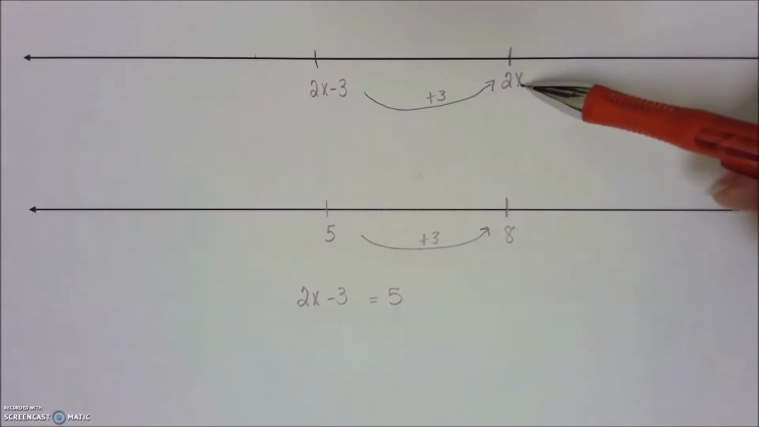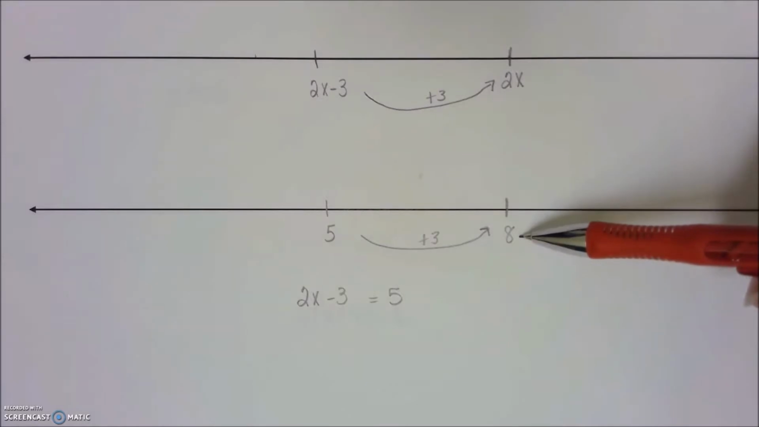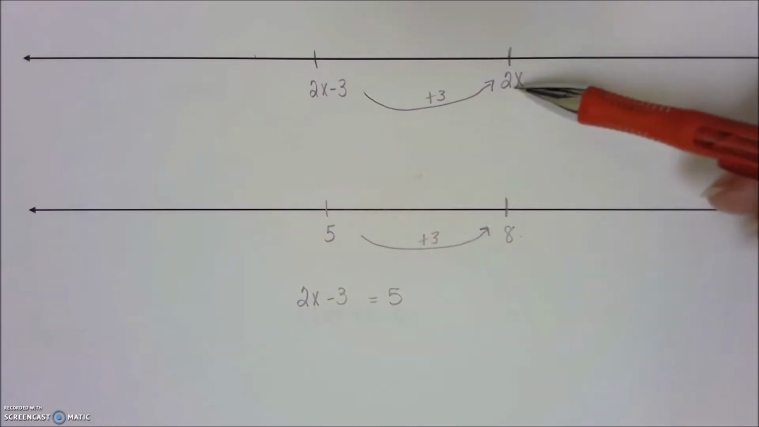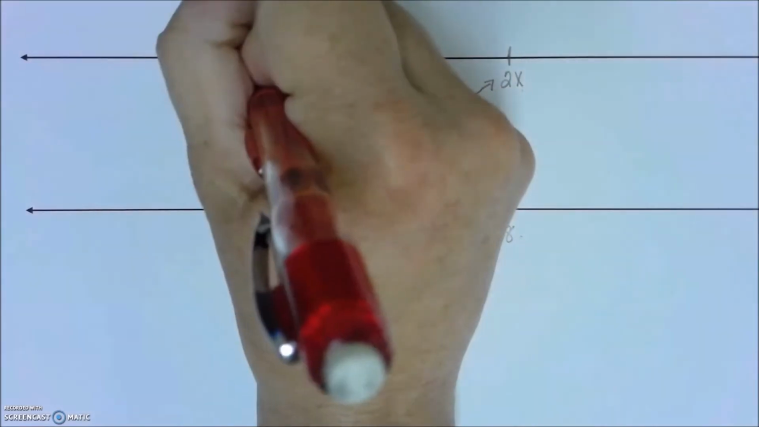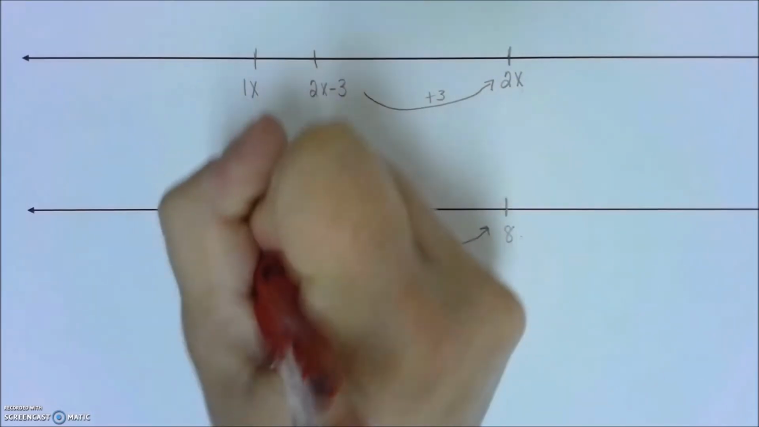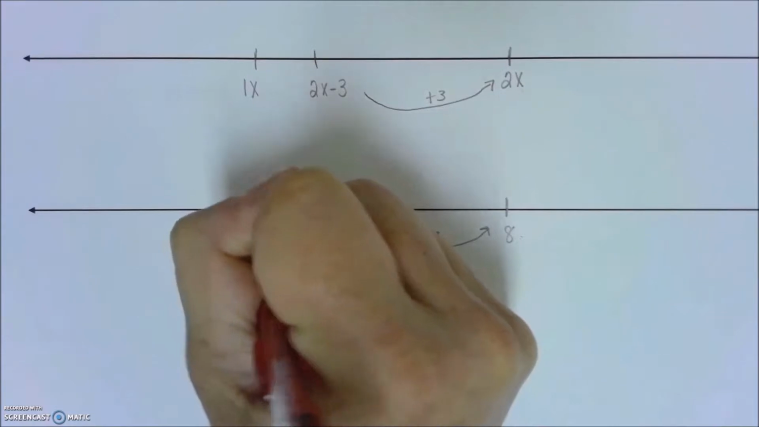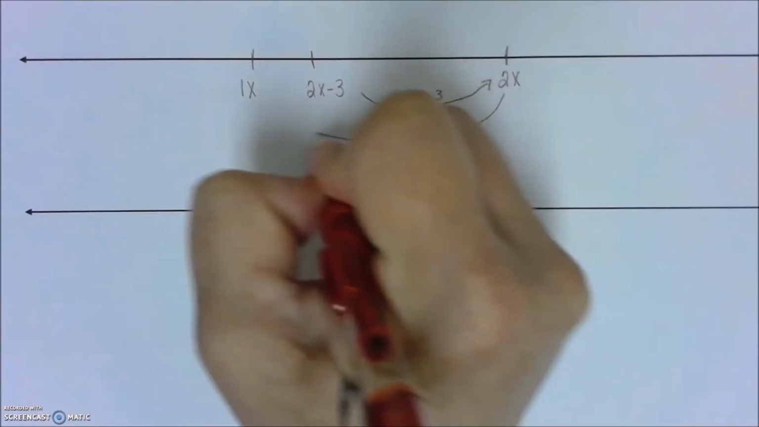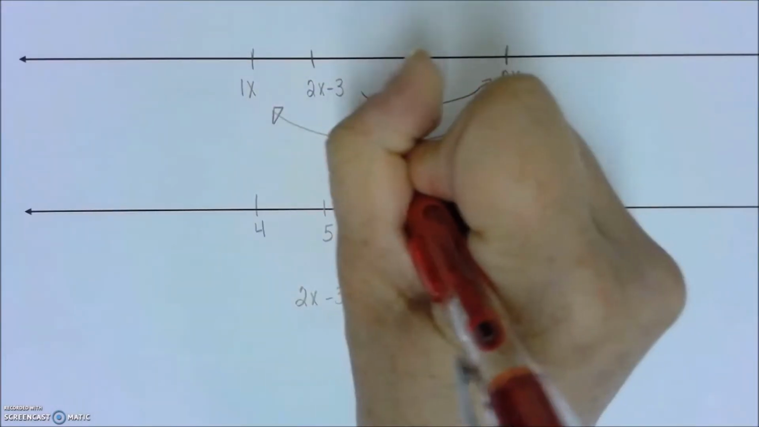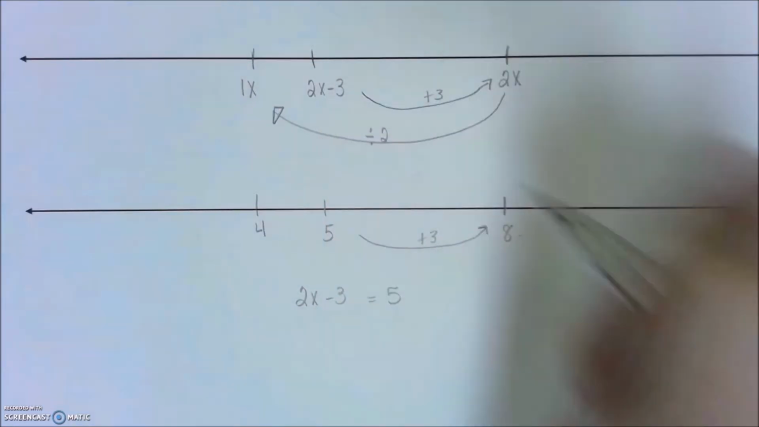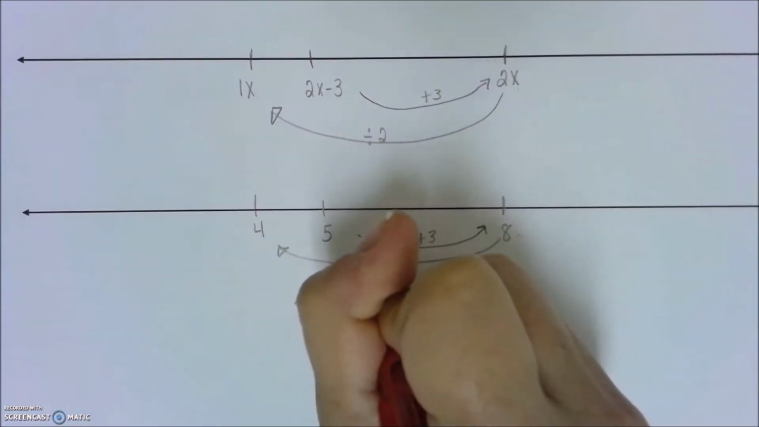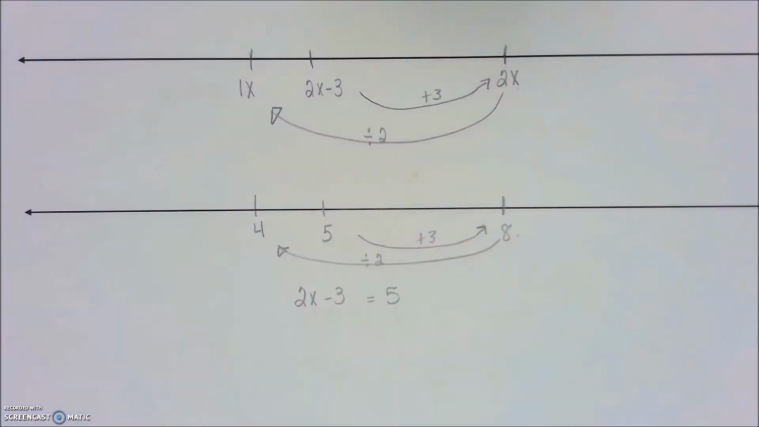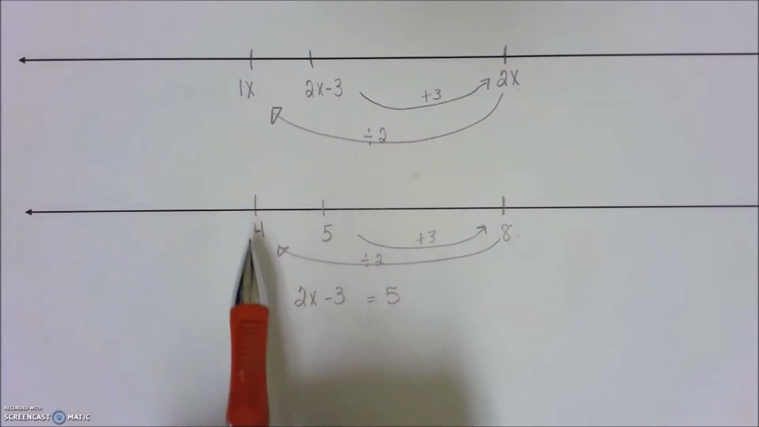2x means there are 2 groups that are equal to 8. If 2 groups are equal to 8, then one group is equal to 4. Students get that answer by dividing by 2, again on both number lines. So x is equivalent to 4.